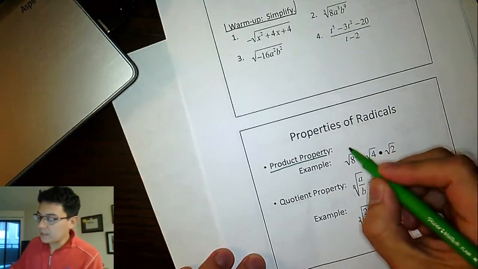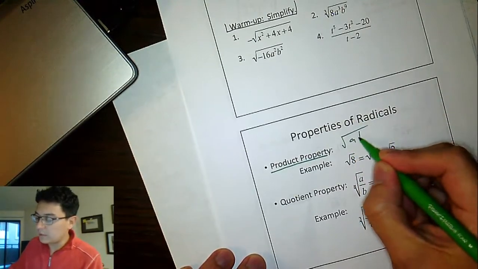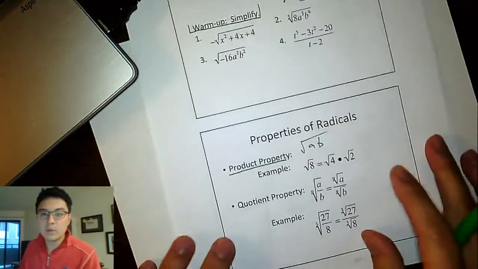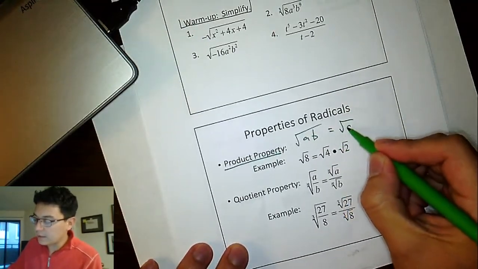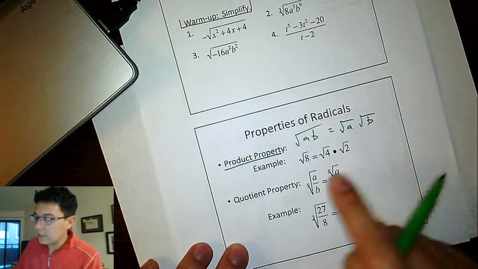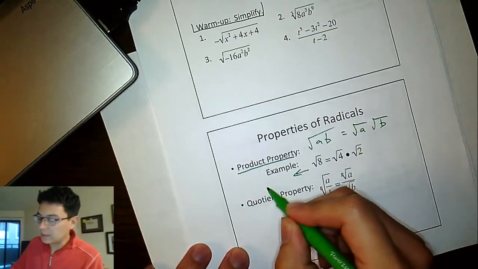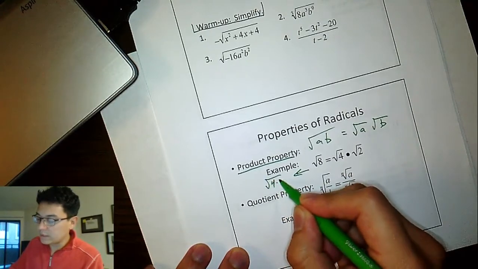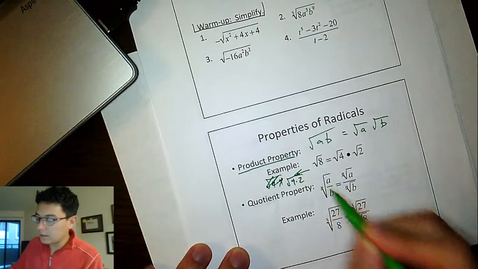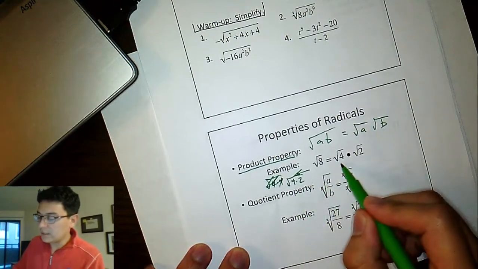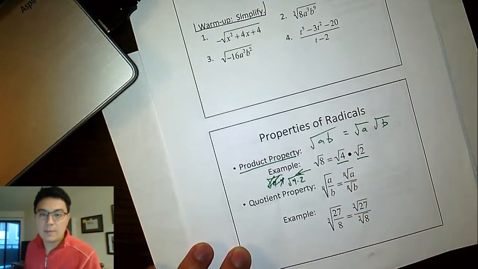Product property says that if we have a radical, in this case we're going to use a square root, of a product of 2 things being multiplied together, this is the same thing as the product of the individual square roots. So if I have the square root of 8, the square root of 8 is really the same thing as the square root of 4 times 2. Let's try that again. The square root of 4 times 2. So I can break this into radical 4 and radical 2. So that's the product property for radicals.